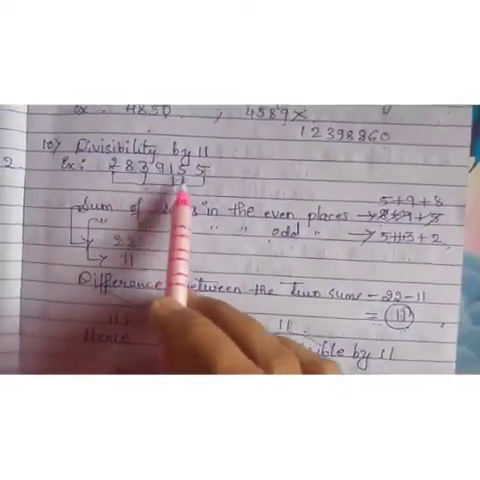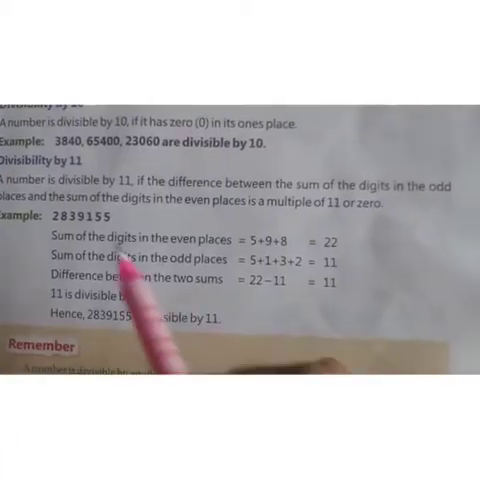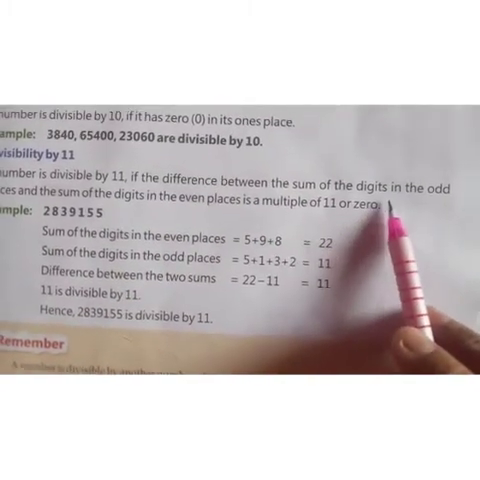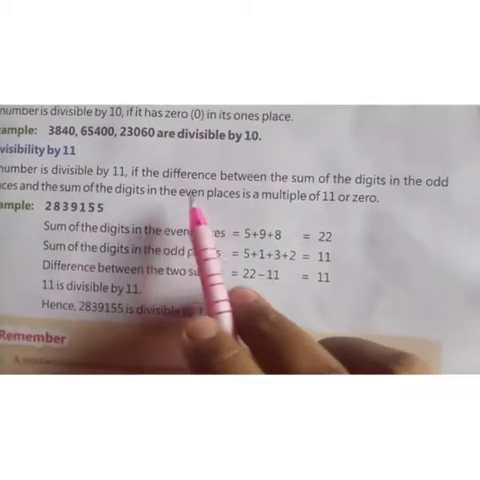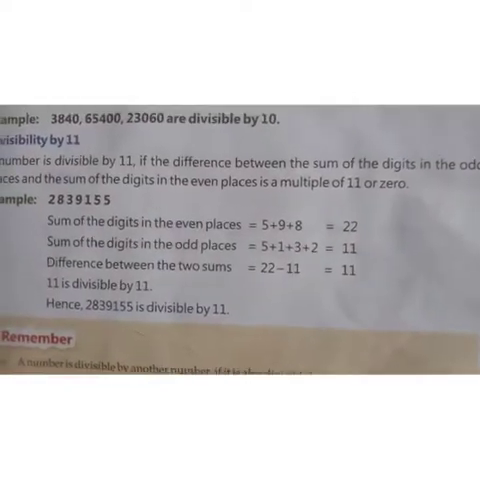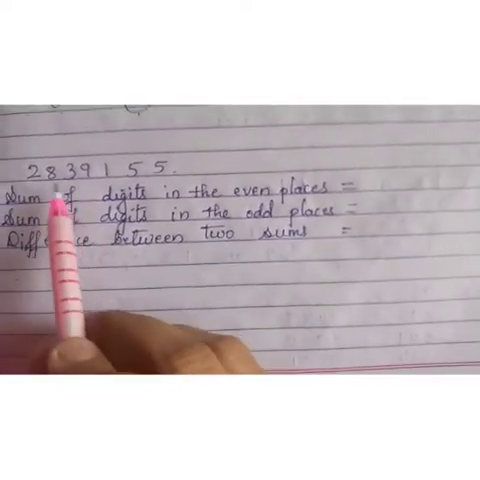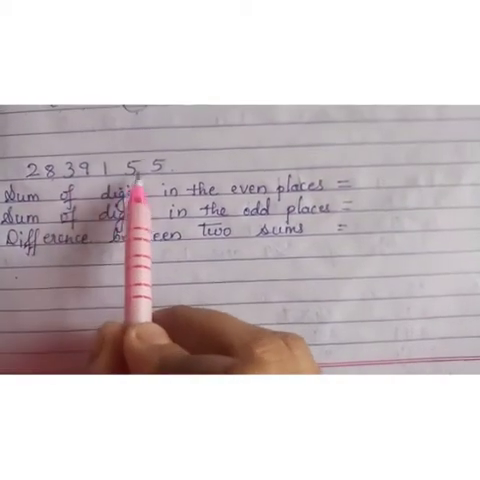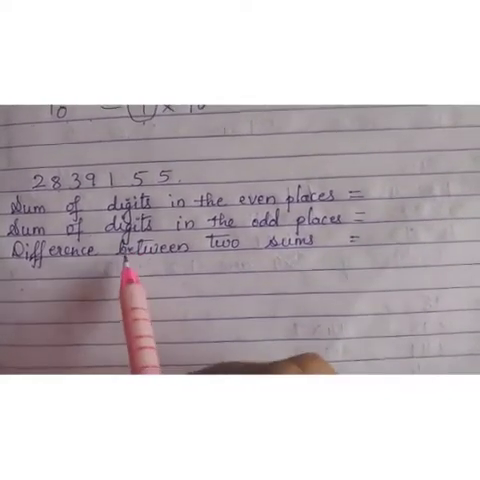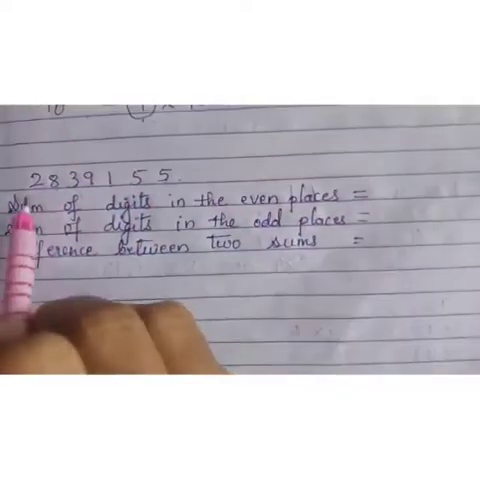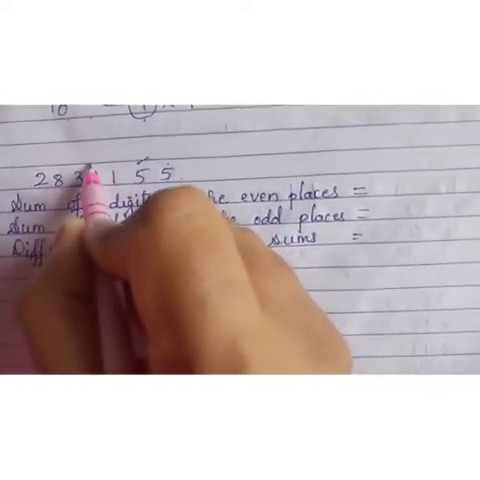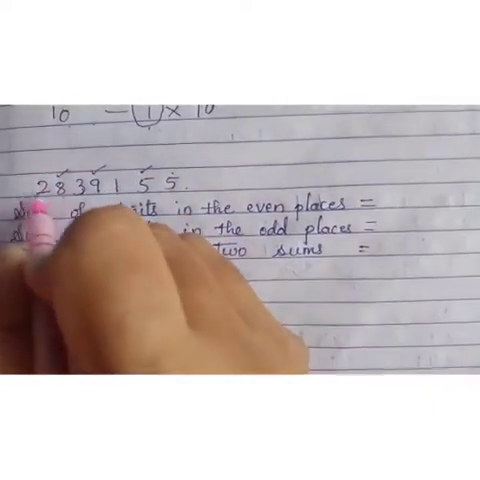Next is divisibility by 11. A number is divisible by 11 if the difference between the sum of digits in the odd places and the sum of digits in the even places is a multiple of 11 or 0. Let us see the example. Given example is 2839155. So children, what you have to do? First find the sum of the digits in even places. You have to start from this side, not here. This is odd, this is even, odd, even, odd, even, odd.